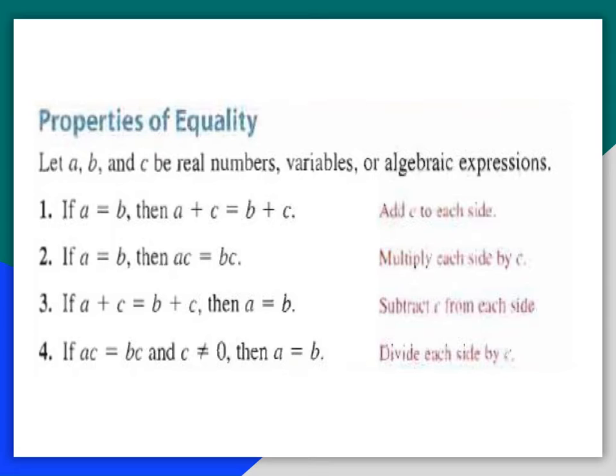Number 3, if A plus C equals B plus C, then A is equal to B. This is kind of going a little bit backwards of number 1. And finally, number 4, if AC equals BC, and C is not equal to 0, then A equals B.